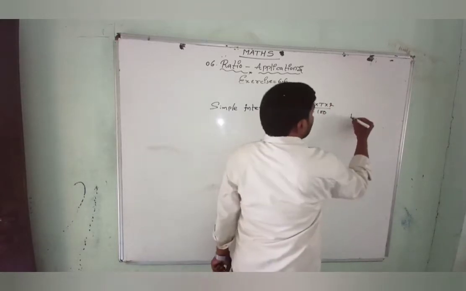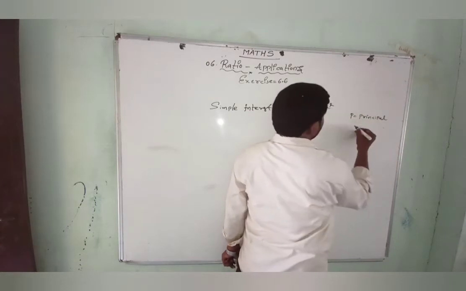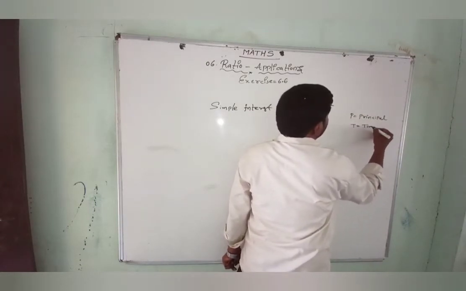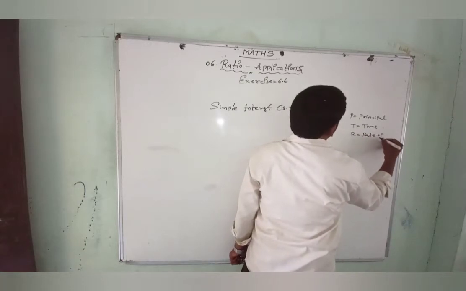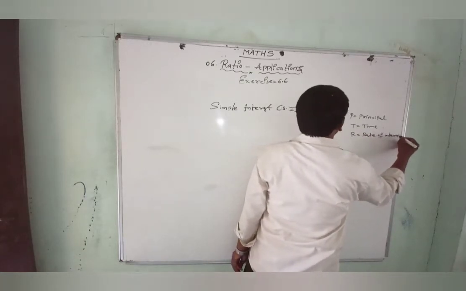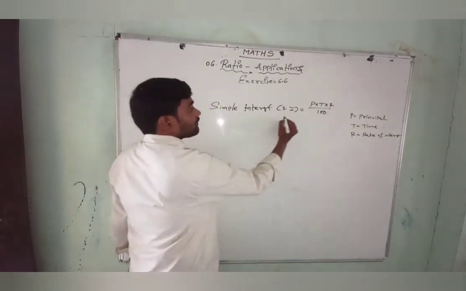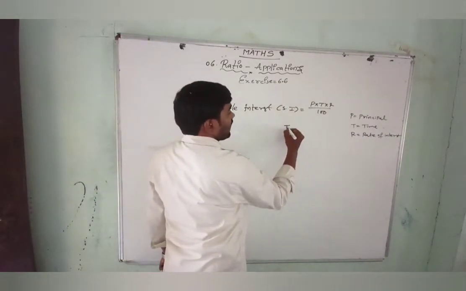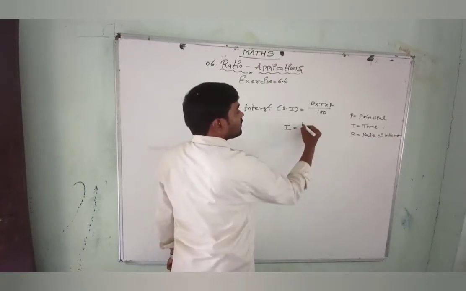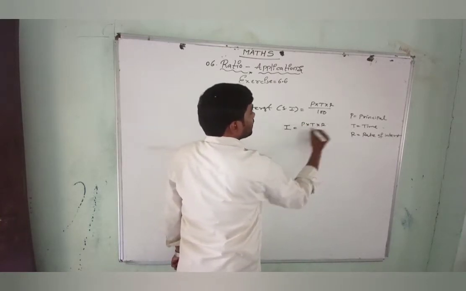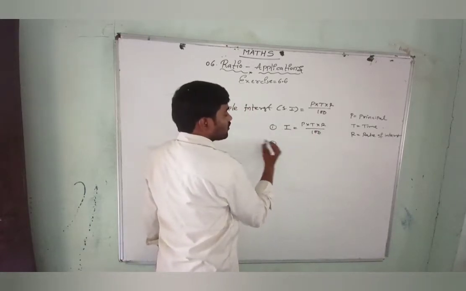Here P is the principal, T is the time, and R is the rate of interest. So simple interest I equals P into T into R by 100. This is the first formula. From this we will derive two more formulas.